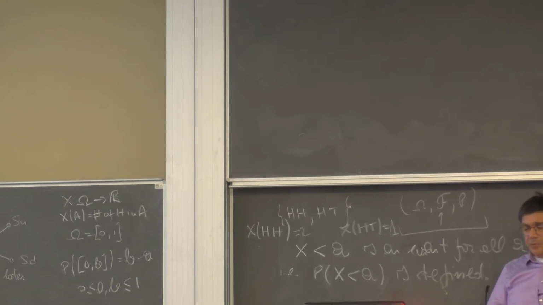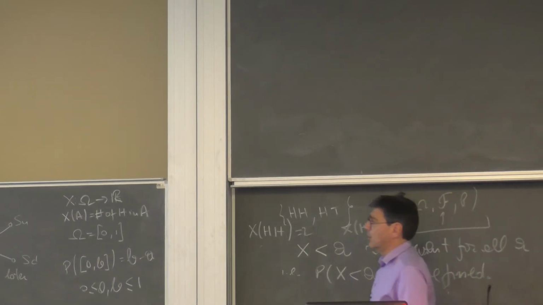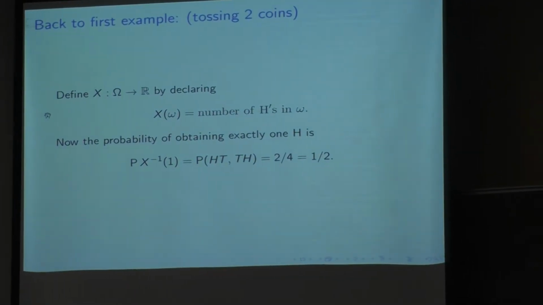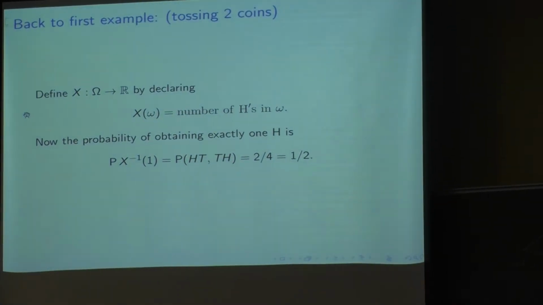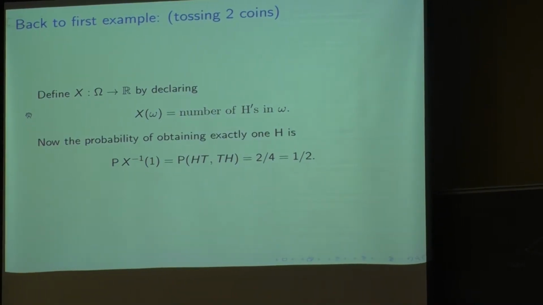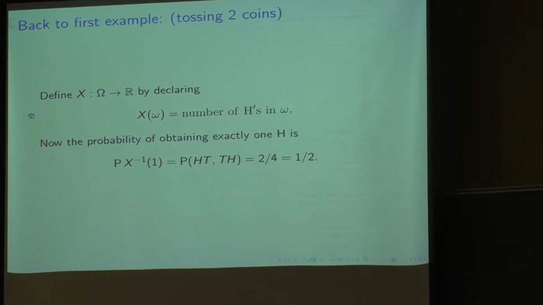And now we can ask all sorts of questions. For example, what is p, the probability of x inverse of 1? So I'm talking about the probability of the event x equals 1. There are two ways in which x is going to be 1. It gets the value 1 with heads, tails, and tails, heads. There are two such events. The way we define probabilities, the probability of this event is 2/4, which is 1/2.